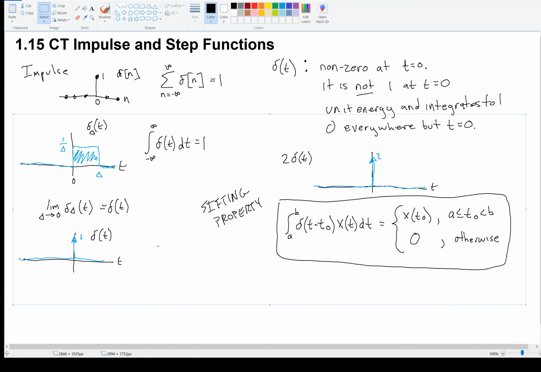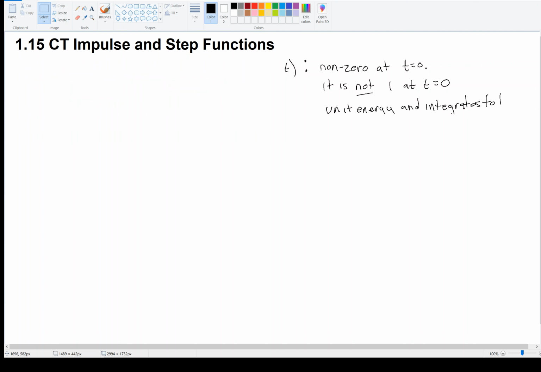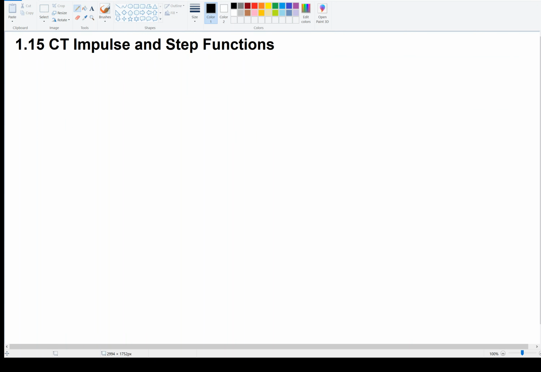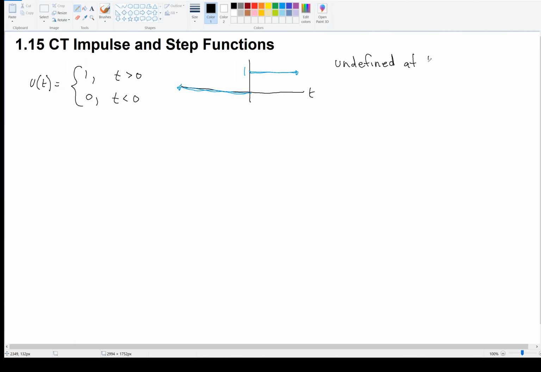Let's move on to the unit step. Okay, the unit step, we're going to use U again. And it is defined as 1 for t greater than 0 and 0 for t less than 0. So let's observe what that would look like in a plot. Here's t. So we've got 0 for negative time, and then 1 for positive time. Here's our signal, and notice it is undefined at t equals 0.